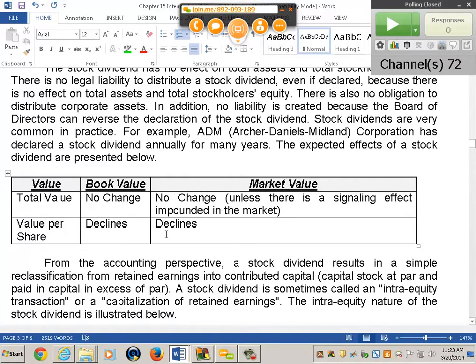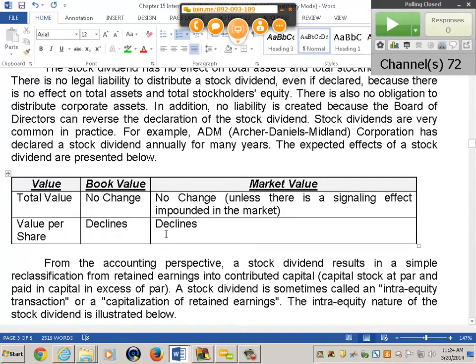Happens with a stock split also. We'll talk about that in just a minute. So again, mechanically, there is no change in total assets, no change in total liabilities, no change in total stockholders' equity. The market value of the company, aside from the signal, will not change. The book value of the company doesn't change. Of course, per share, it will drop.